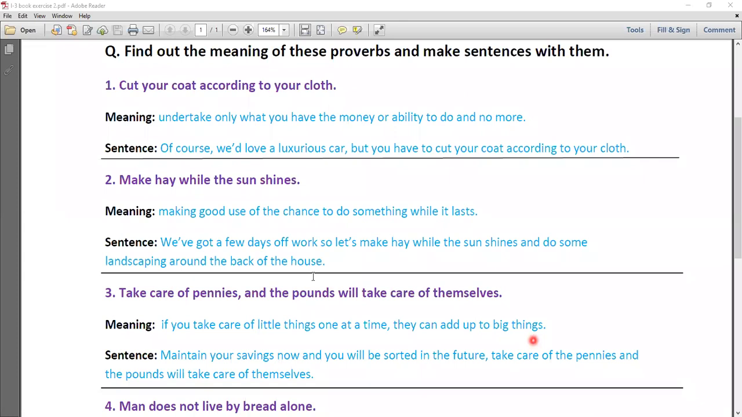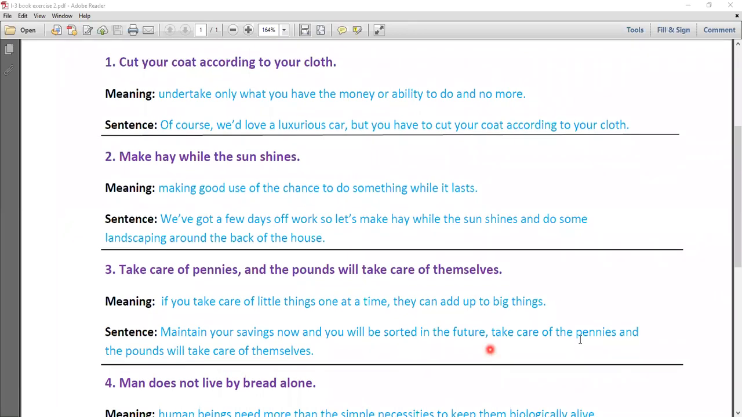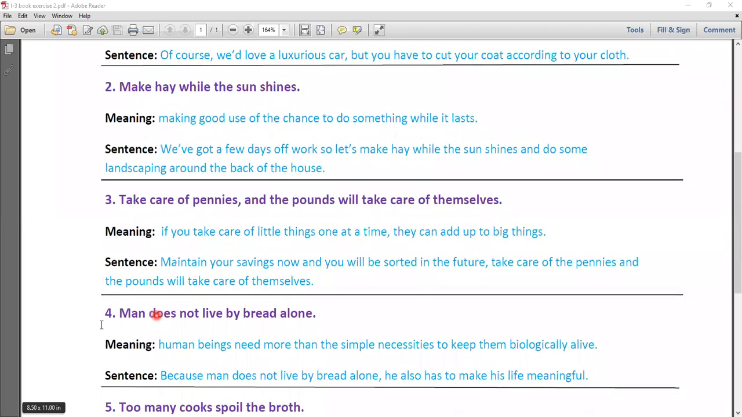Okay, the meaning of this is maintain. Sentence: Maintain your savings now and you will be sorted in the future. Take care of the pennies and the pounds will take care of themselves. Here the only thing described is maintenance. Okay, the fourth proverb is: man does not live by bread only.